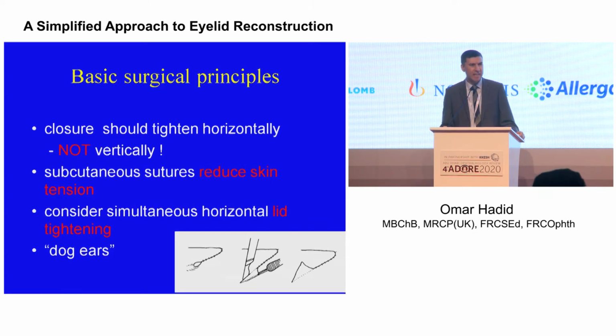So as we know, the classical teaching is never reconstruct vertically and always try to close horizontally to avoid scar tissue like ectropion. You have to be very generous with your subcutaneous tissue closure in order to reduce the skin tension and get a better scar, and have a very low threshold to tighten the eyelids if you're doing any lower lid work when it's appropriate.